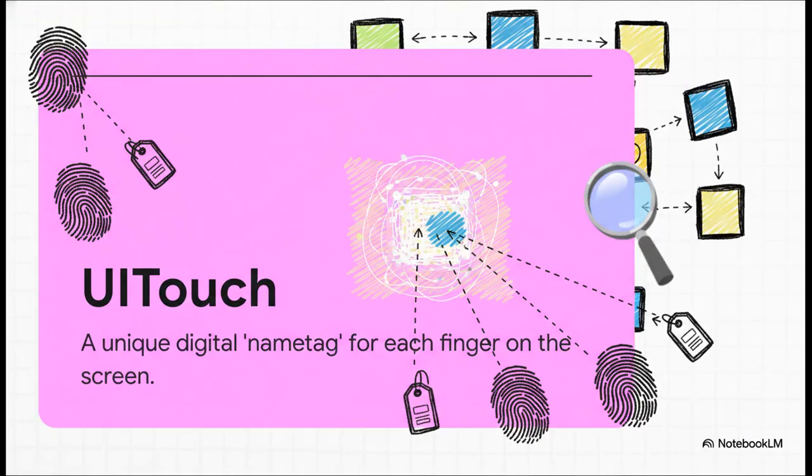The absolute most important concept to grasp is this thing called a UITouch object. The best way to think of it is like a unique digital name tag. The instant your finger makes contact with the screen, UIKit creates a brand new UITouch instance just for that finger, and that little name tag sticks with it for its entire journey.